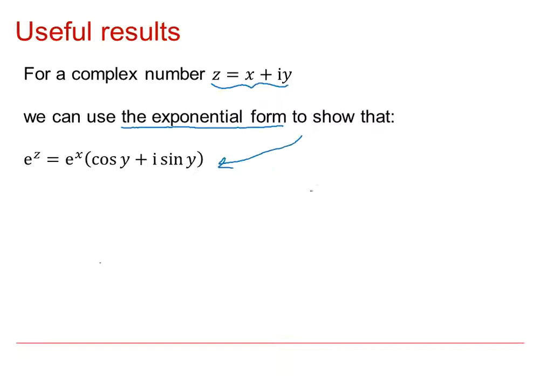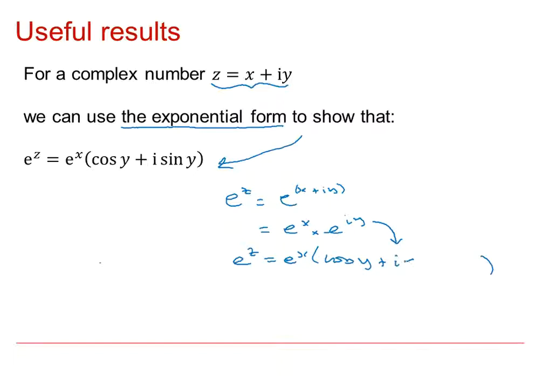So if z is x plus iy, then e to the z is e to the x plus iy, as you would expect. Then using laws of indices, you can write this as e to the x times e to the iy. So e to the z can be written as e to the x, and e to the iy is the exponential form of a complex number, which can be written as cos y plus i sine y.